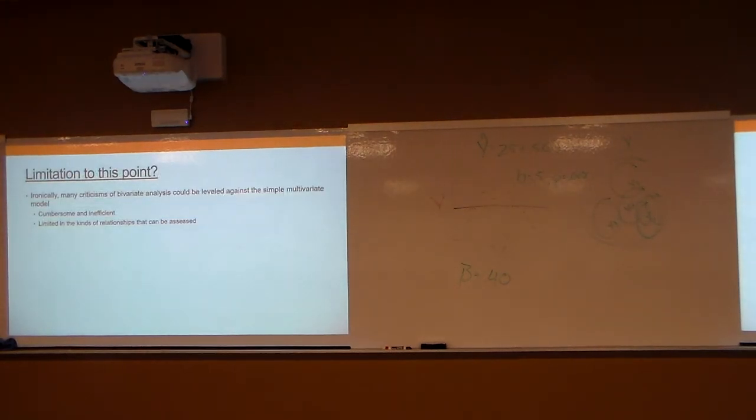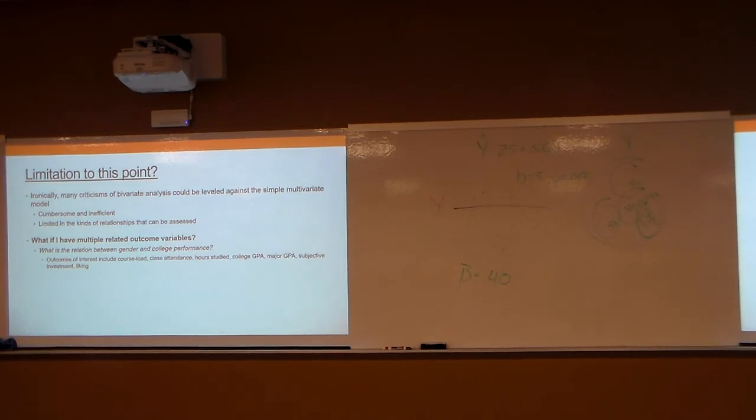All right, so limitations up to this point. A lot of the same gripes we had about our bivariate analyses, we would say the same thing about our simple multivariate model, right? These are cumbersome and inefficient if I have a number of different outcomes that I'm interested in. It's also limiting the types of associations that I might be interested in taking a look at. What if I have not just one outcome, but multiple outcomes? What if I want to look at that?